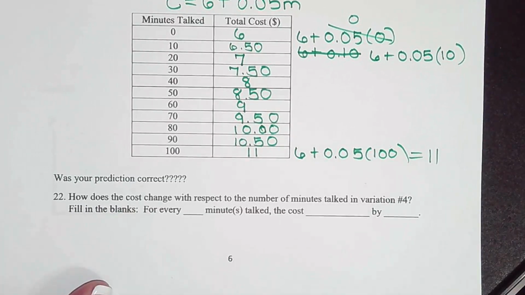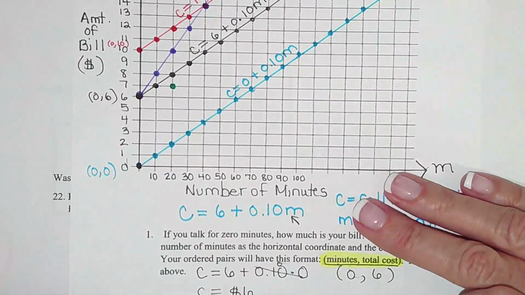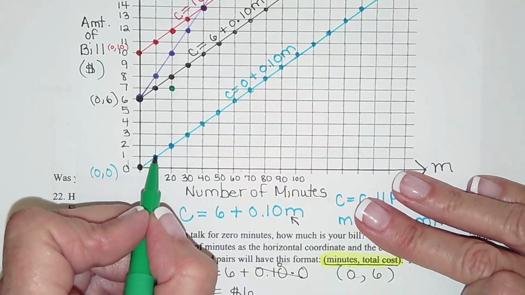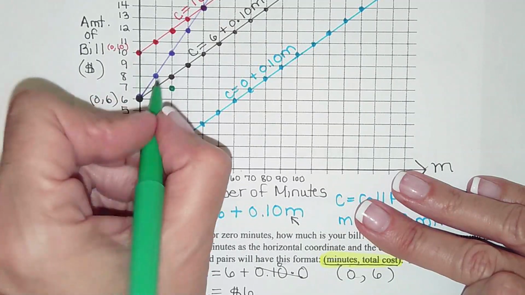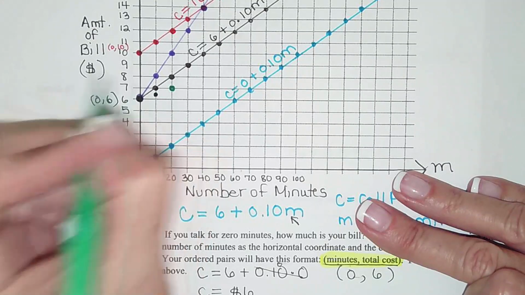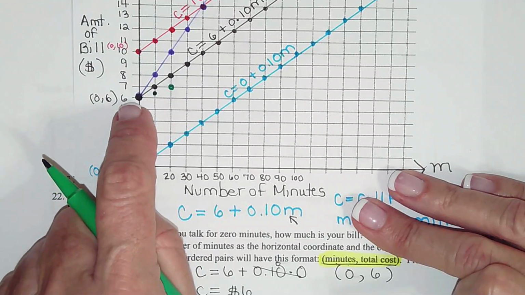So we can verify that we did our table correctly. And then we got to put the points in. So 0, 6, 10, 6.50. So 0, 6, 10 goes up to 6.50. 1, 2, 3, 4, 5, 6. 6.50 would be right in the middle of 6 and 7.